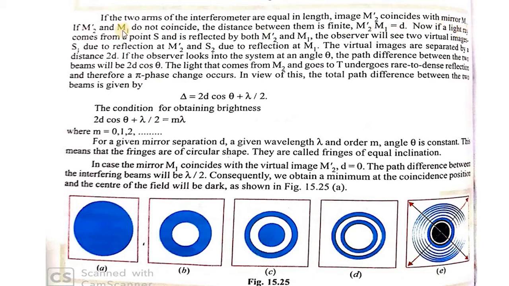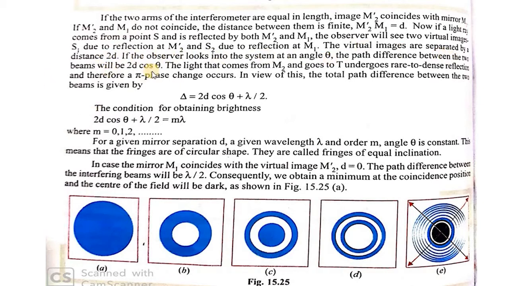Now if a light ray comes from a point S and is reflected by both M2 prime and M1, the observer will see two virtual images due to reflection: S1 due to reflection at M2 prime and S2 due to reflection by M1. The virtual images are separated by a distance 2D. And if the observer looks at the system at an angle theta, the path difference between the two beams will be as follows.